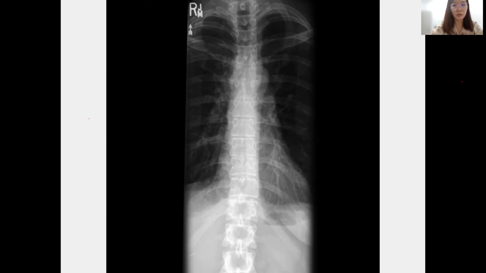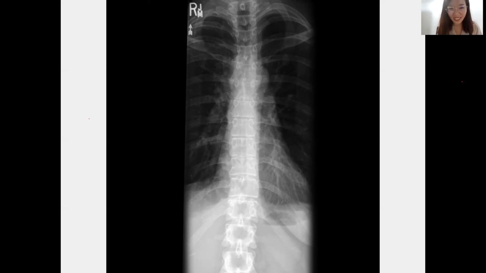TB spine, no. AS, no. What's AS? It's ankylosing spondylitis. What's bamboo? Bamboo sign, also AS, no. Oh, I see, ankylosing. I've forgotten that word; I have not heard that word for the longest time. Yeah, bamboo spine. Blinking owl sign.